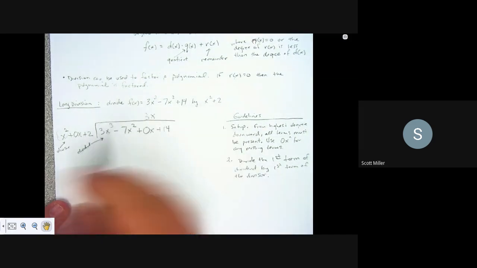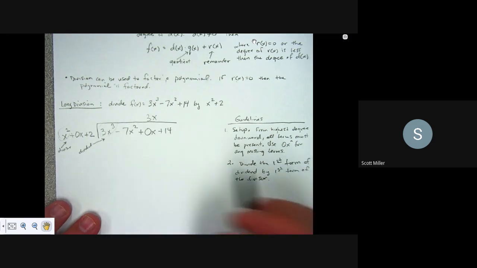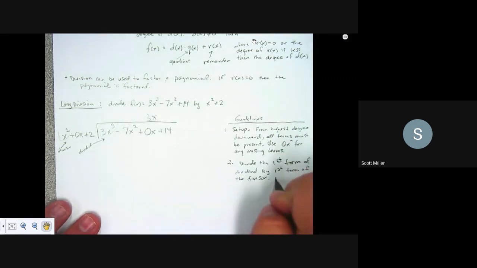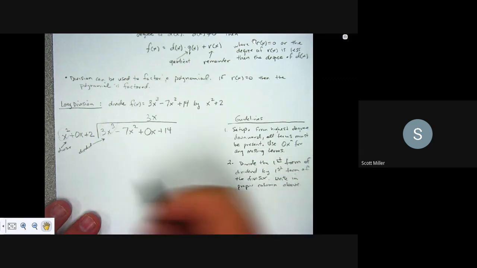This is very important to line things up, or you'll end up getting addition errors and stuff like that because you're adding unlike terms. So once you have that, you put it up above, right in the proper column above.